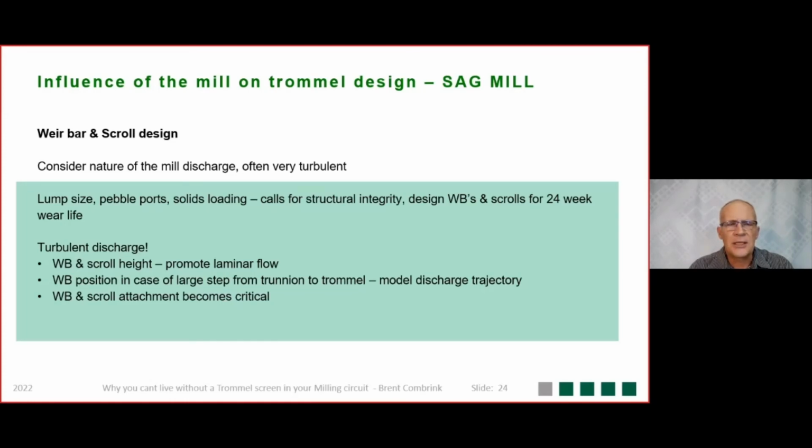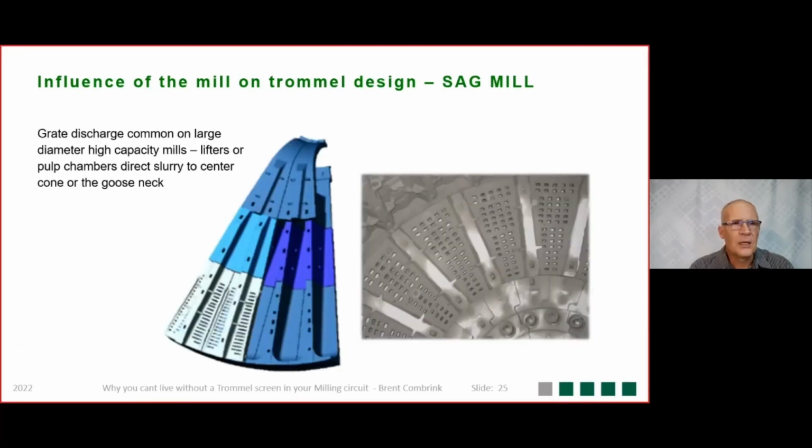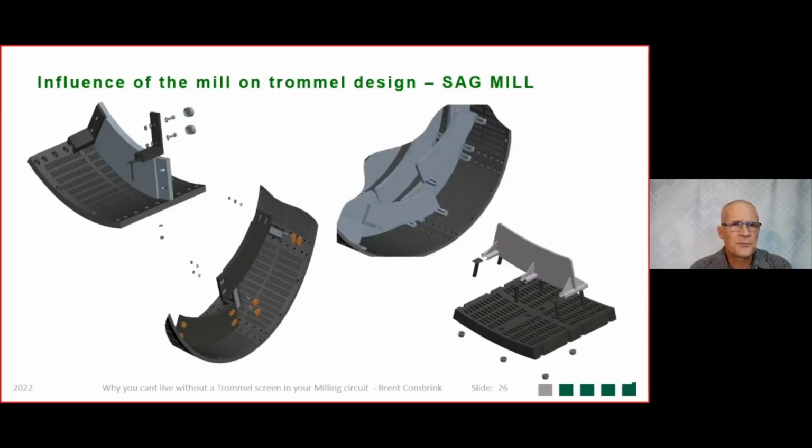The wear bar position matters in case of a large step from trunnion to trommel. Model discharge trajectory. That's significant on the very large mills where you've got quite a step from the discharge of the mill onto the trommel screen. Wear bar and scroll attachment becomes critical. Then, grate discharge is common on large diameter high capacity mills, with lifters or pulp chambers directing slurry to the center cone of the gooseneck, and Waldo gave us a very nice description of that in the previous presentation. We've got some schematic diagrams of the type of scroll configurations that we could mount onto the trommel screen for specific applications.